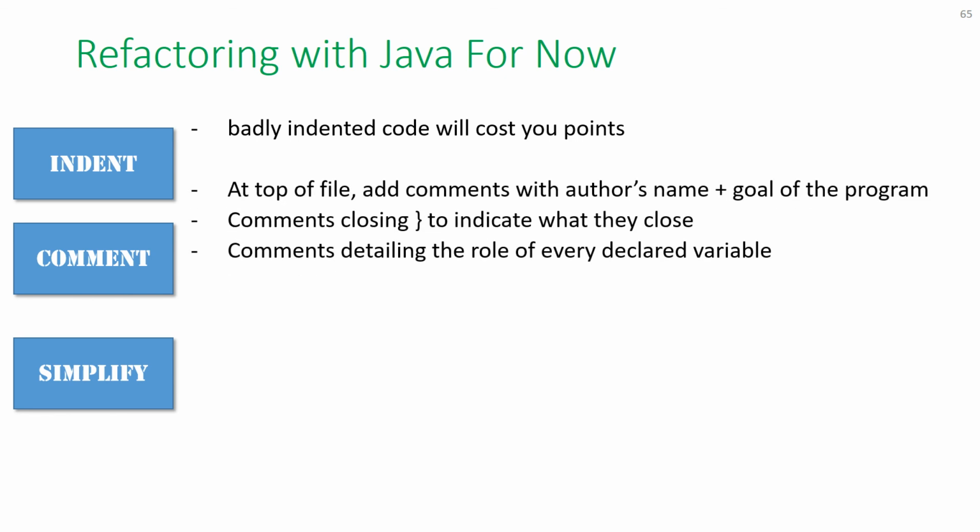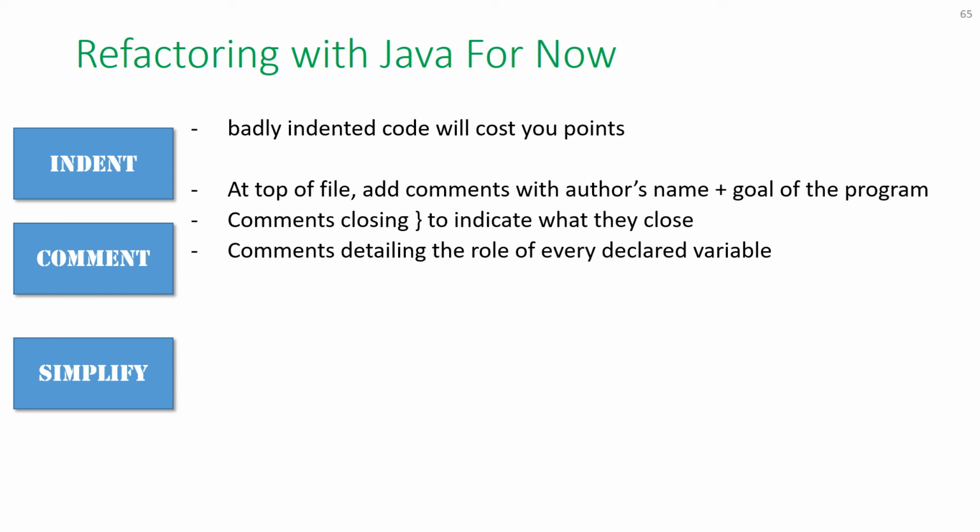So easy points. Comments. At the top of the file, a multi-line comment, blah, blah, blah. Every time you close a curly brace, add a comment like end of main method, or end of class, or end of outer loop, or something like that, end of the loop that tests n greater than 5. That will help you not spend too much time in curly braces hell.